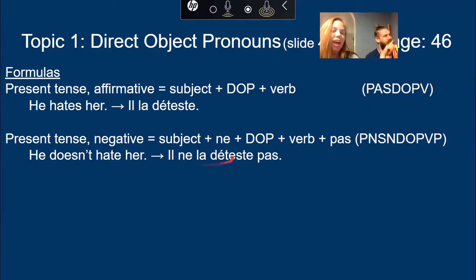So anyway, you have the direct object pronoun and the verb inside of a ne pas, and that's any direct object pronoun, not just la. So that's le, la, les, nous, vous.